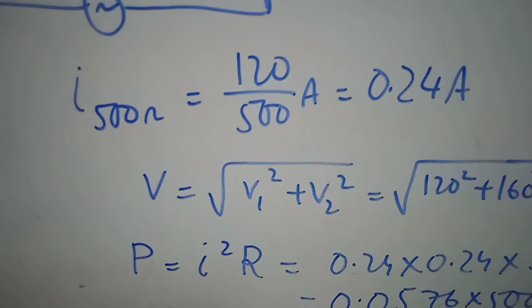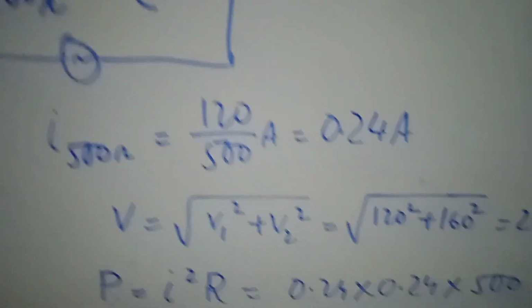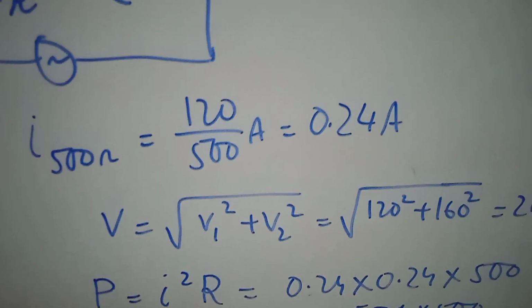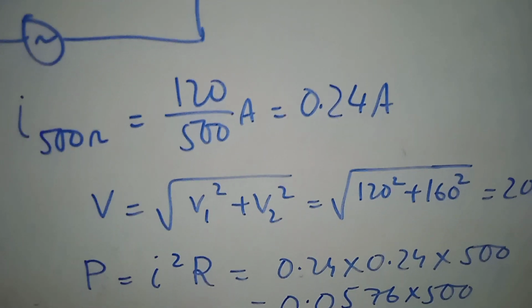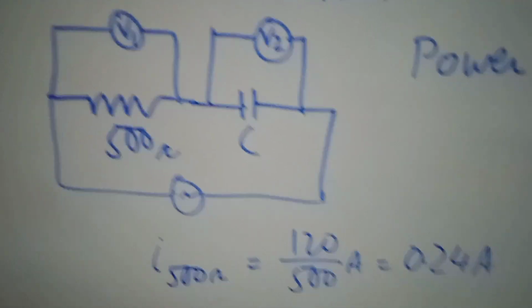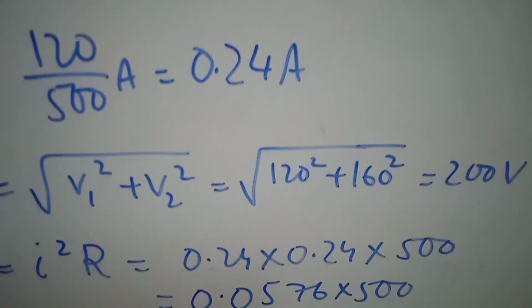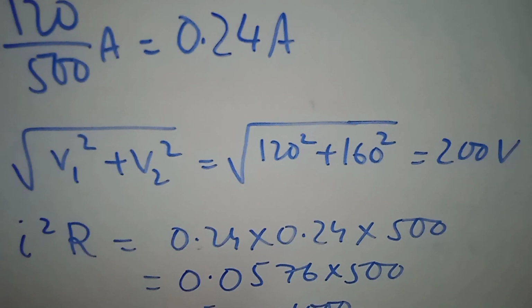Now next is power. What is power? I square into R, since the circuit is in series. So what is I? I is 120 by 500, which is 0.24. So 0.24 into 0.24 into resistance 500. So how will we do this calculation? 24 into 24 is 576. That means 0.0576 into 500.